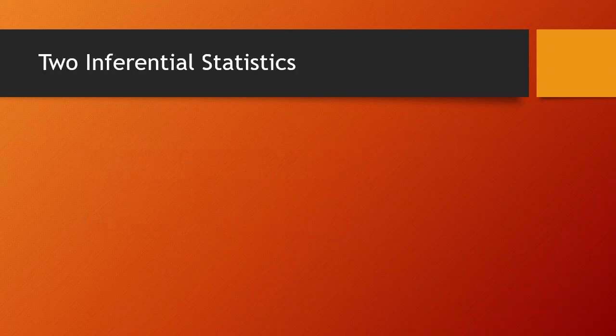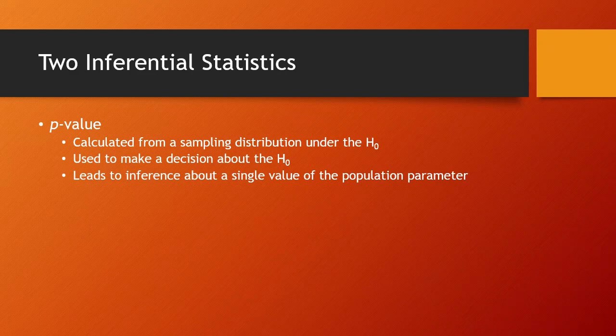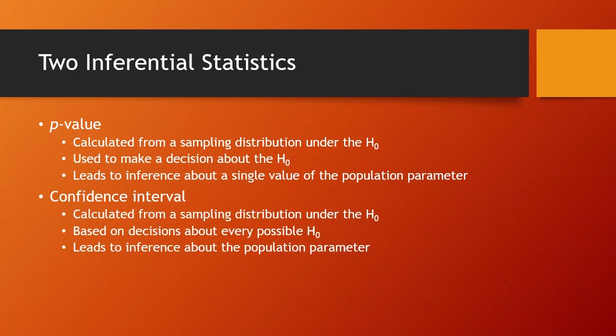So now we have looked at two inferential statistics. P-values are calculated from a sampling distribution under the null hypothesis. They're used to make a decision about the null hypothesis, and they lead to inference about a single value of the population parameter through a single hypothesis test. Or confidence intervals, which are calculated from a sampling distribution under the null hypothesis, just like p-values are, but these are based on decisions about every possible hypothesis, and they lead to more specific inference about the population parameter.